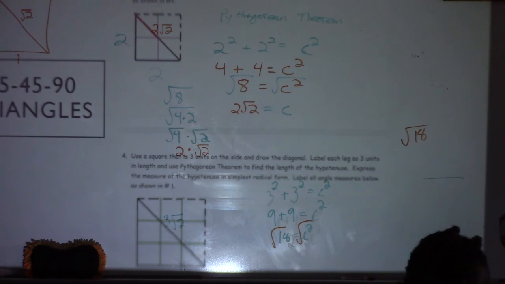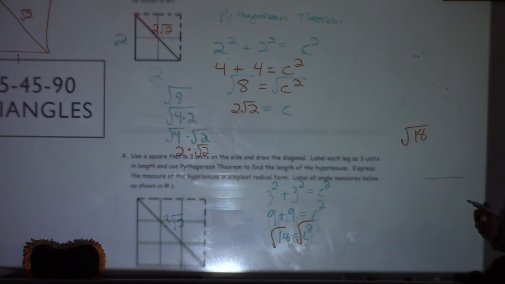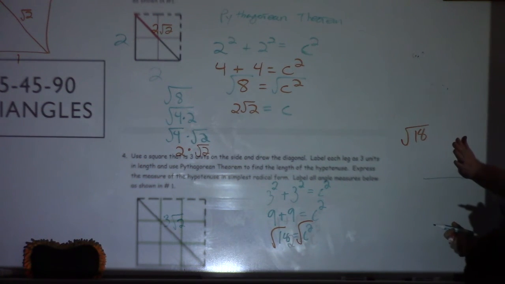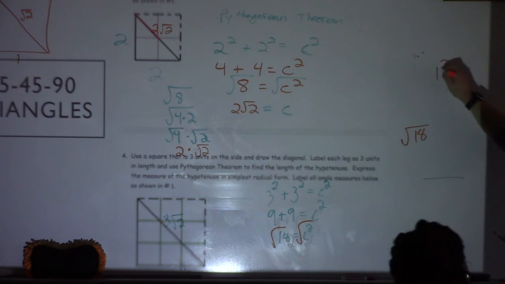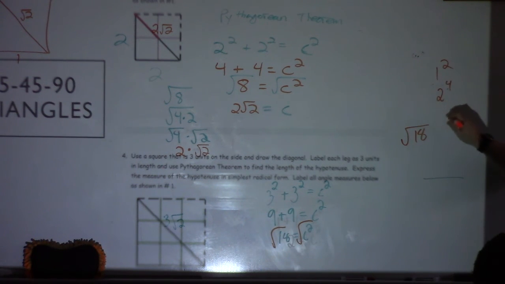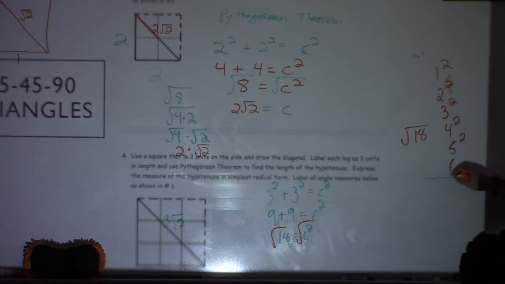Yes. Remember, you want to think through what are the perfect squares. 1, 4, 9. What's the next one? 16. 25. 36. These are the perfect squares, the things you can easily take the square root of.